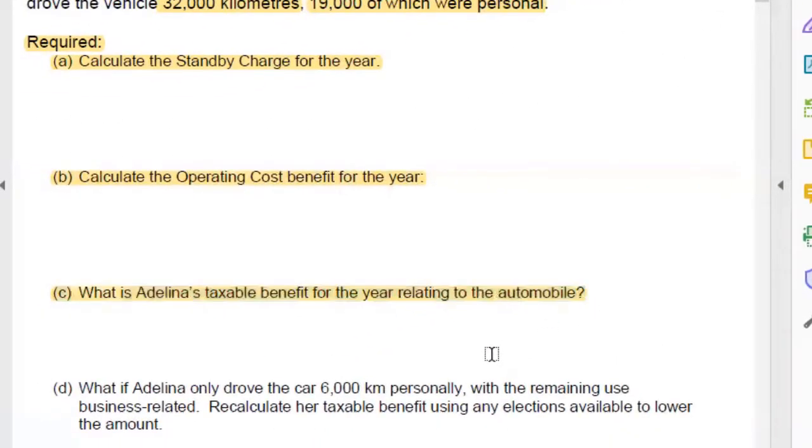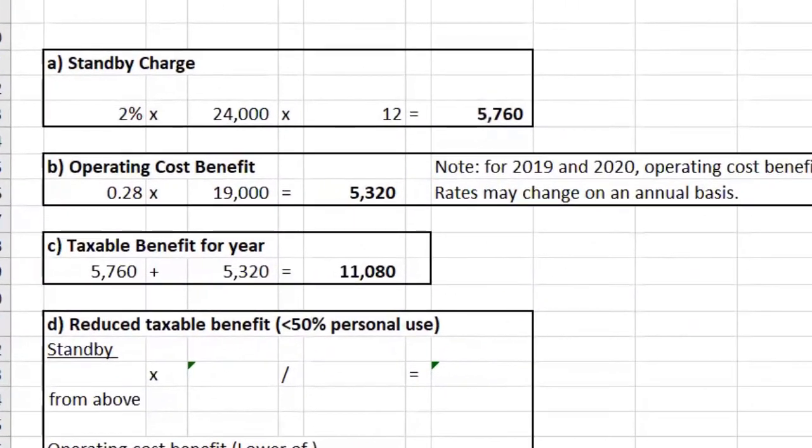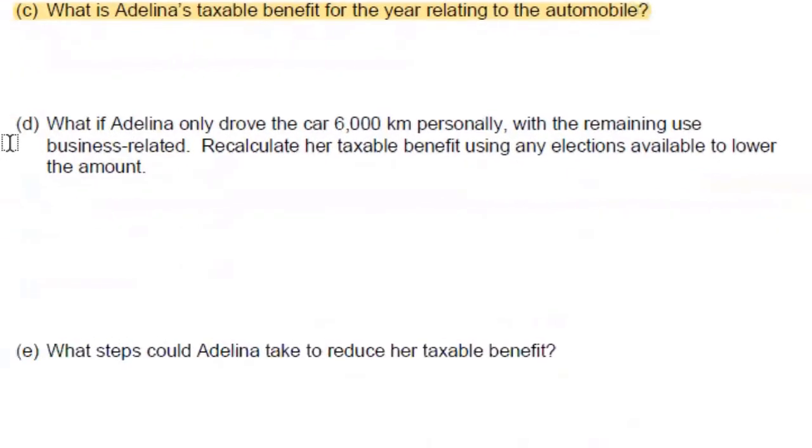What's Adelina's taxable benefit for the year? Ryan, what are you doing? So Adelina's taxable benefit for the year consists of the two things, right? Op cost benefit and standby charge. So now why don't I read the narrative? Well, there you go. And here's part D.